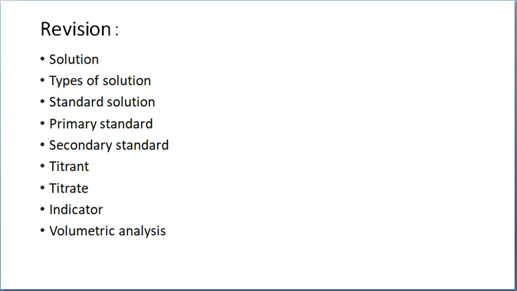Next, we have seen what is meant by a standard solution. A standard solution is nothing but a solution of known concentration, which means a definite amount of solute is dissolved in a definite volume of solvent. That is called a standard solution. So we know the concentration of that particular solution, whether it is 1 normal or 0.1 normal solution, like that. Then we have seen the types of standard solution.